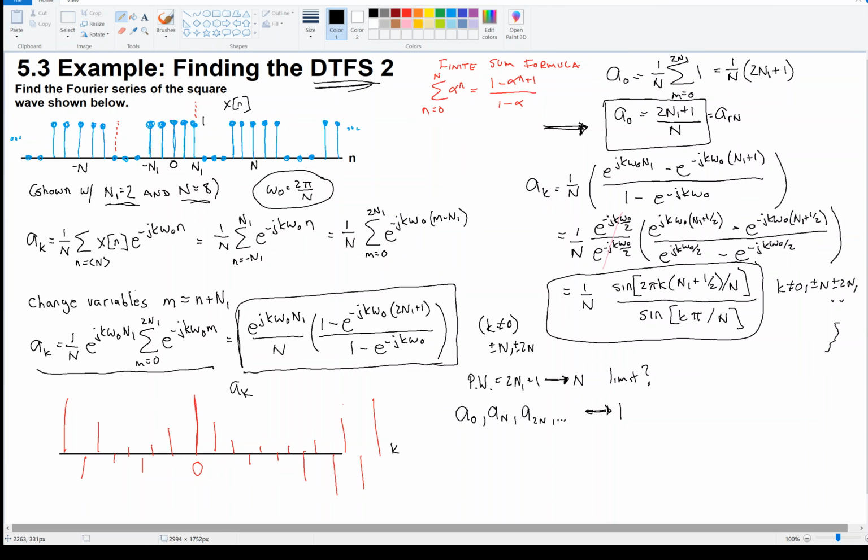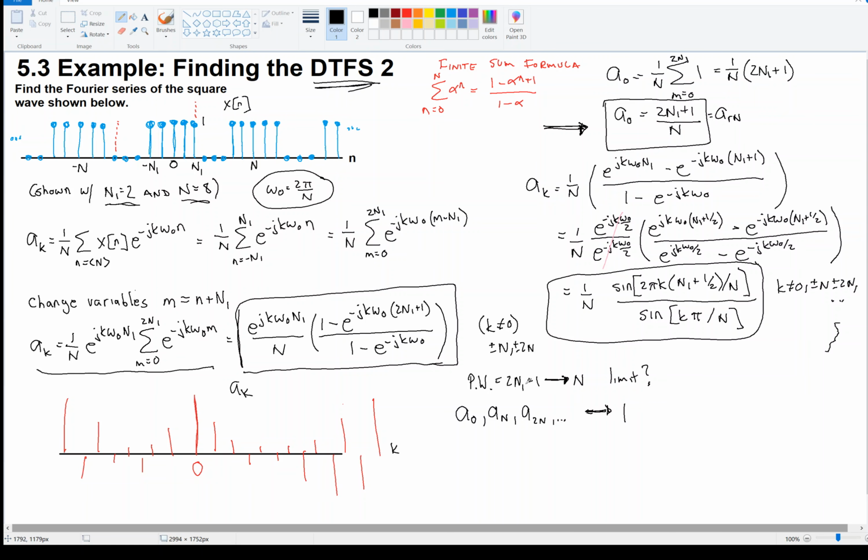Very good. Now let's notice what happens to our AKs when k is not an integer multiple of the period. In that case, if I make the substitution that 2n1 plus 1 is equal to n, then in the numerator, I get the sine of k pi, it looks like. Okay, let me back up. Let me show you the steps.